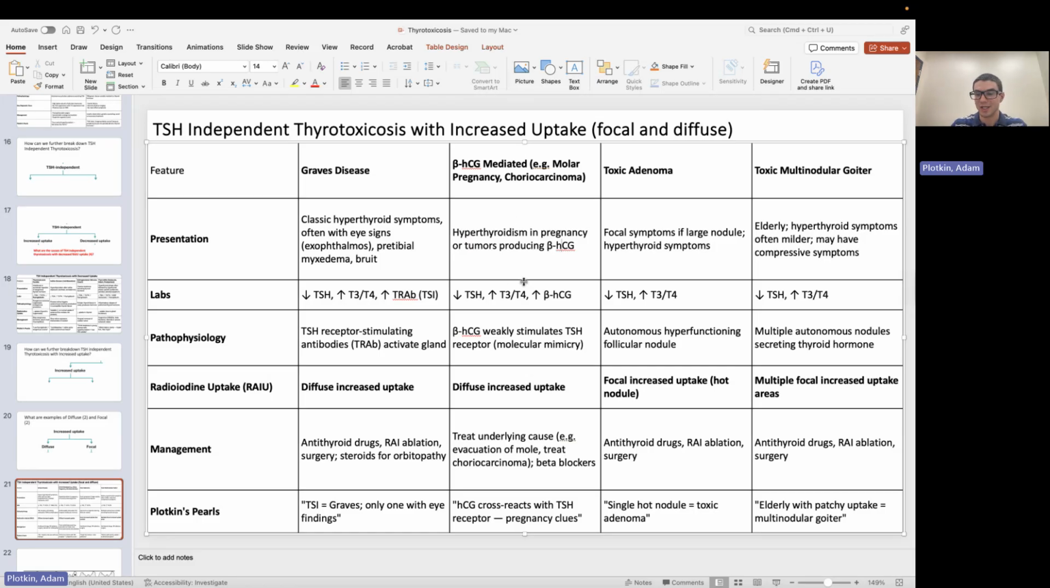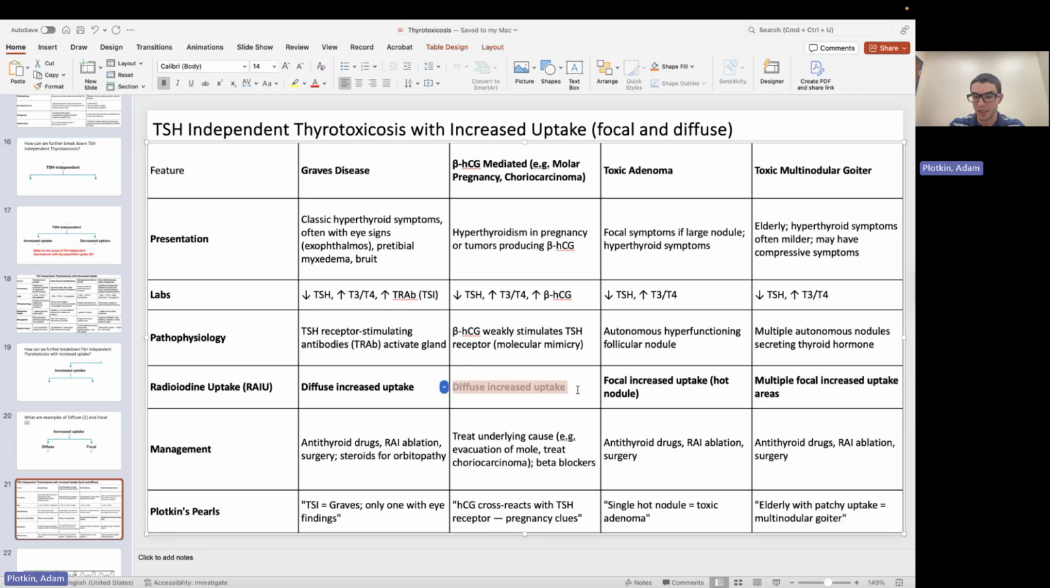So this beta HCG is going to act like TSH and it's going to stimulate the thyroid and make increased T3, T4. The thing though is T3, T4 feeds back and it shuts down TRH and endogenous TSH. So the patient's TSH is going to be very low. That's because their beta HCG is sky high and it's acting like TSH via molecular mimicry. Right? And then obviously their beta HCG will be very high, so we can test for that.